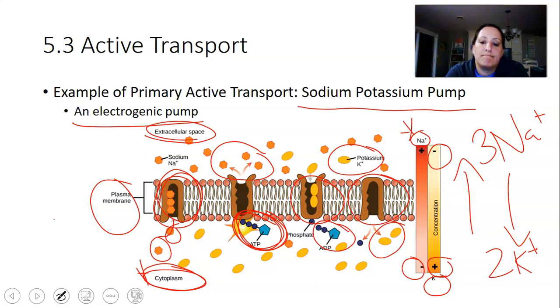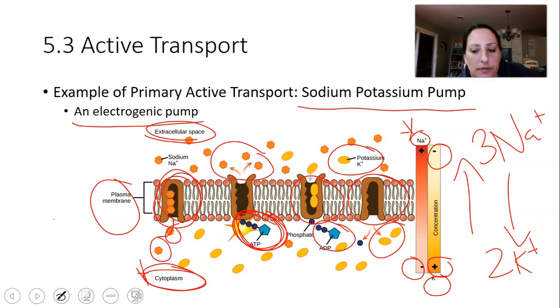Okay? So we're just increasing the gradient here, right? We're adding more sodium outside the cell, making the concentration gradient of sodium even larger. And the same thing with potassium. By pumping potassium in, we just brought in more potassium, making the concentration gradient across that membrane even greater.